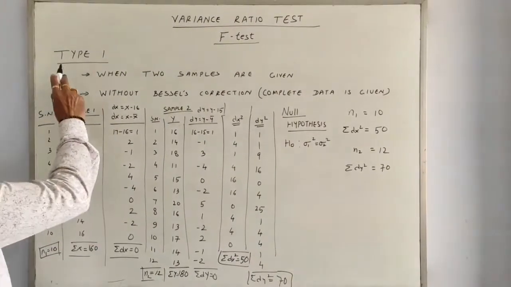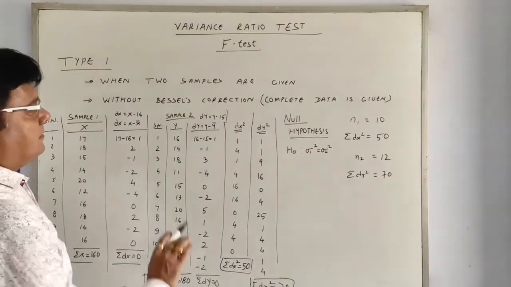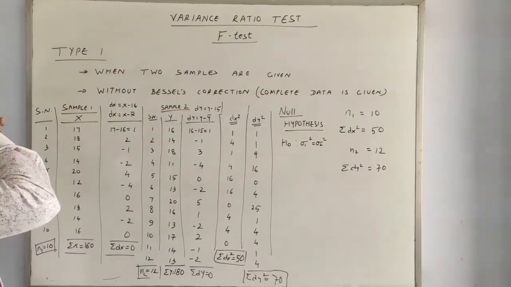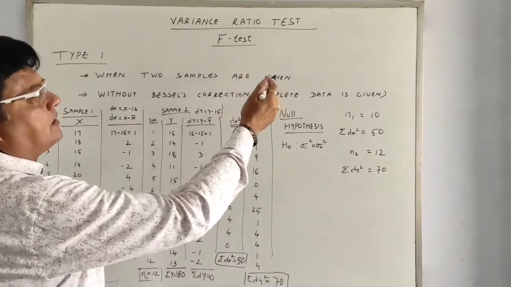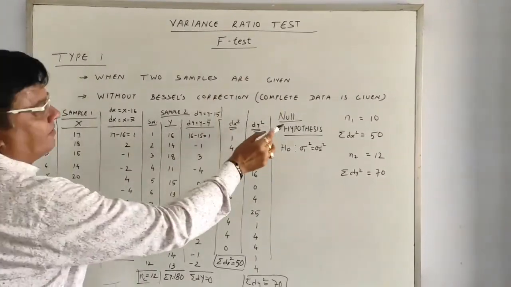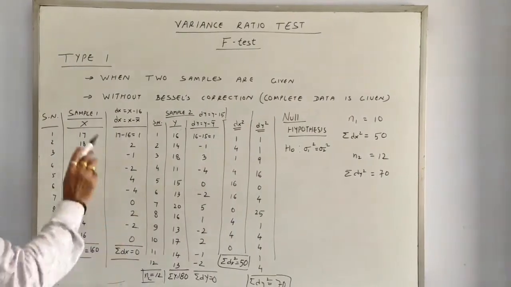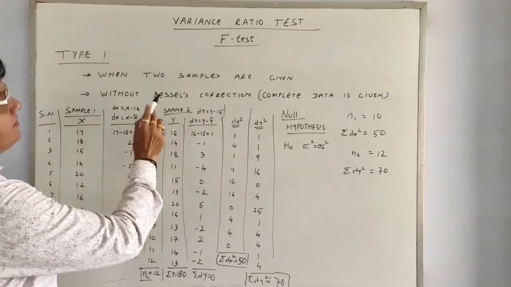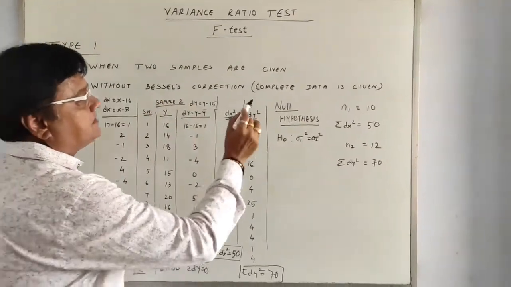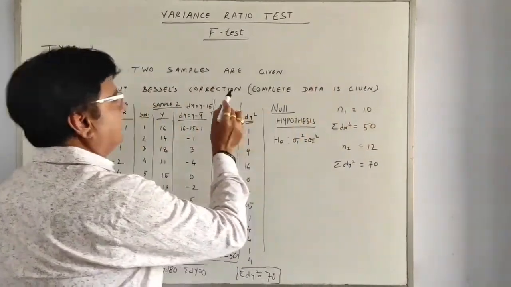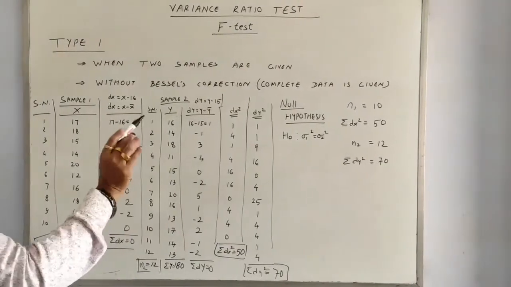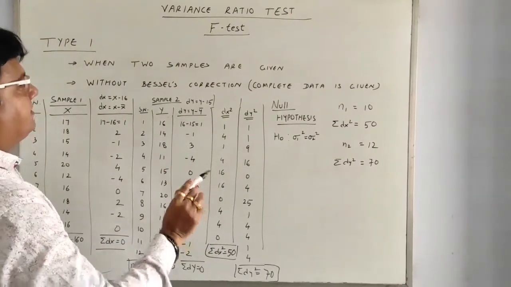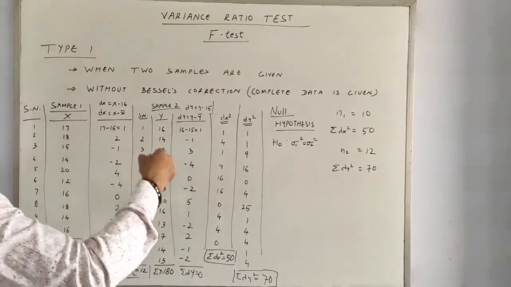Now we will be dealing with a type 1 question. The question has two features. First, two samples are given and they are from the same universe, which will be our null hypothesis. And second, we have to do it without Bessel's correction. That means complete data is given, so there is no need for Bessel's correction. The standard deviations are not directly given, but the data are given and we have to find the values from that.